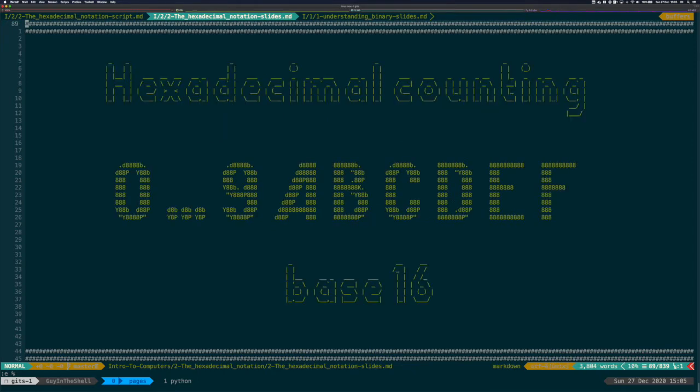The second piece of the puzzle is the hexadecimal notation. Building up on the concept that we saw in the previous video, the hexadecimal notation is base 16. In this base, we use 16 characters to represent numbers. That's the usual 0 to 9 numbers, to which we add the letters A, B, C, D, E, and F, which respectively represent 10, 11, 12, 13, 14, and 15.